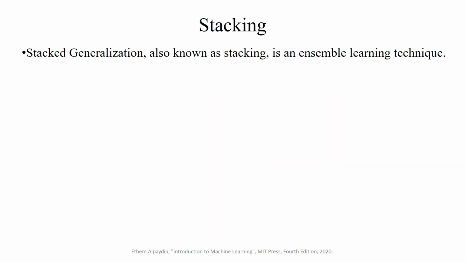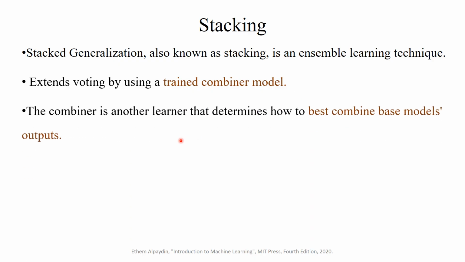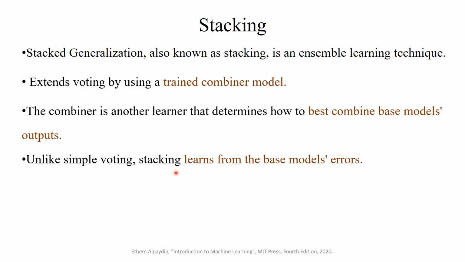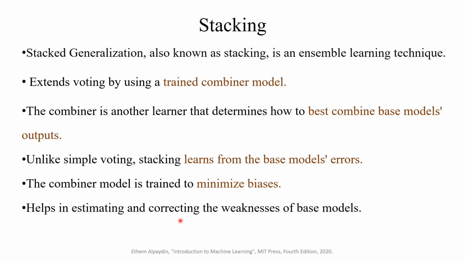Stacked generalization, which is also known as stacking, is an ensemble learning technique. It extends voting by using a trained combiner model. The combiner is another learner that determines how to best combine base models' outputs. Unlike simple voting, stacking learns from the base models' errors. The combiner model is trained to minimize biases. It helps in estimating and correcting the weaknesses of base models.